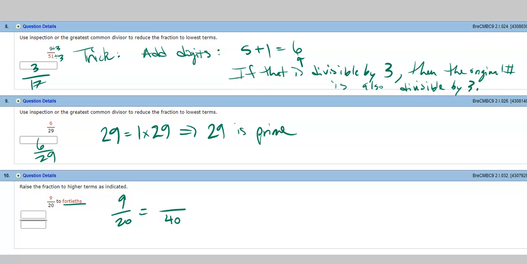And we might be able to tell here just by looking at it, 20 times something is going to be 40. Of course, 20 times 2. So we need to multiply top and bottom times 2. We will get 40 on bottom. On the top, we will get 18. So it would become 18/40ths. And that is how we will raise fractions to higher terms as well.